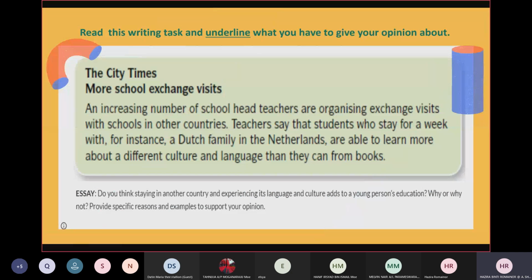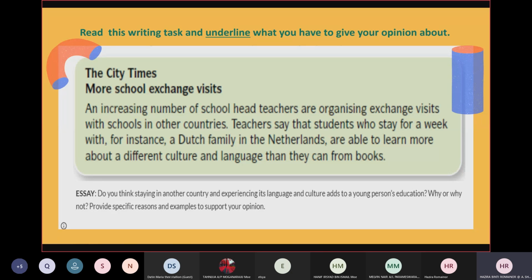Okay, now look at exercise 3 in your book. They ask you to read this writing task and underline what you have to give your opinion about. Okay, the City Times More School Exchange Visit. School exchange visit maksudnya lawatan pertukaran antara sekolah-sekolah. So an increasing number of school head teachers are organizing exchange visits with schools in other countries. Teachers say that students who stay for a week with, for instance, a Dutch family in Netherlands are able to learn more about a different culture and language than they can from books.